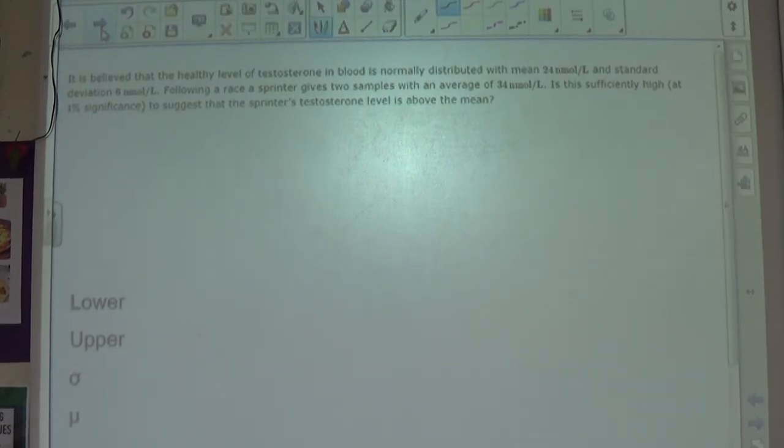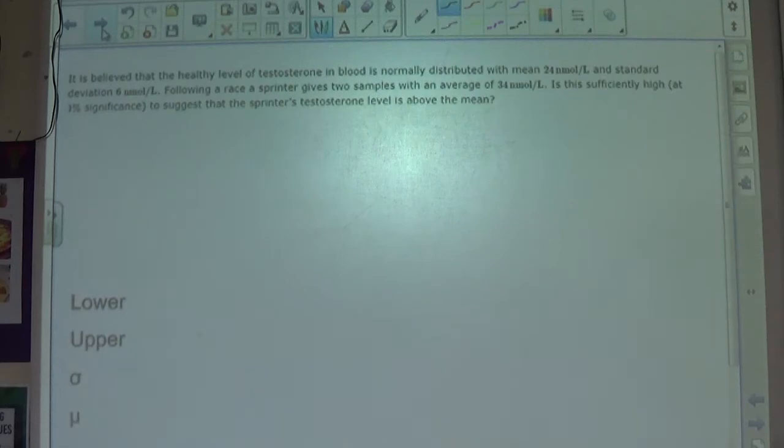Right, it is believed that the healthy level of testosterone in blood is normally distributed with mean 24 and standard deviation 6. Following a race, a sprinter gives 2 samples with an average of 34, whatever the units are. By the way, a sample size of 2 is fairly rubbish, so this question does not bode well. Is this sufficiently high? They are saying at the 1% level of significance, to suggest that the sprinter's testosterone level is above the mean.